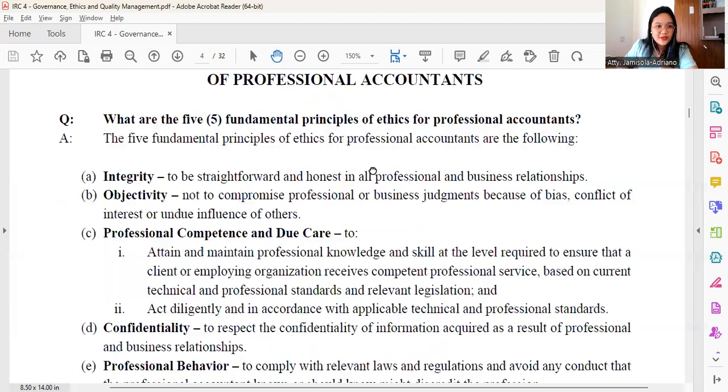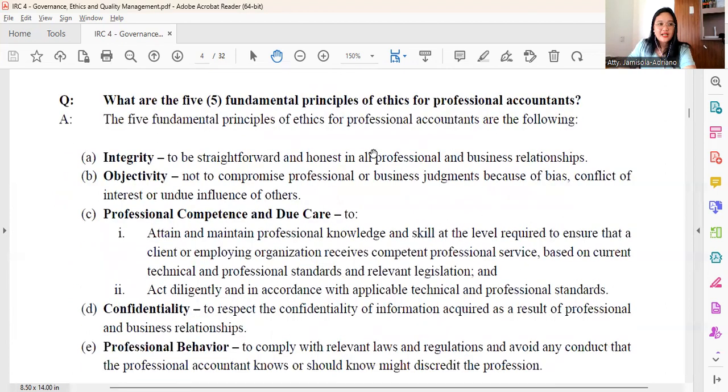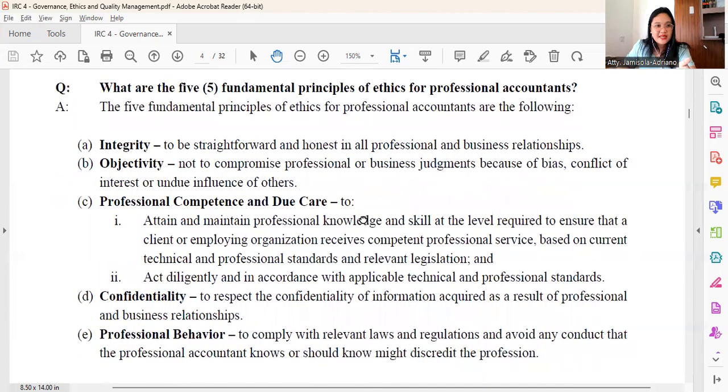Okay, so what are the five fundamental principles of ethics for professional accountants? They are the following. So remember these five fundamental principles. We have integrity, objectivity, professional competence and due care, confidentiality, and professional behavior. So, what is integrity? What is meant by integrity? Integrity means to be straightforward and honest in all professional and business relationships. So, this is your quality as a professional, okay, as a person. You should have integrity. You should be honest and straightforward.